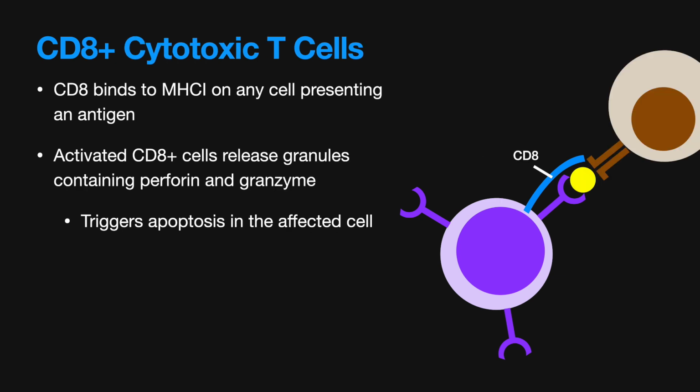CD8 binds to MHC1 on cells that are presenting antigen to cytotoxic killer cells. The activated CD8 cell then releases granules that contain perforin and granzyme. These compounds trigger apoptosis in the affected cell, thus leading to cell death.